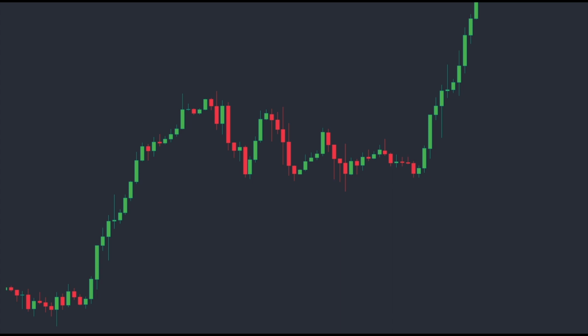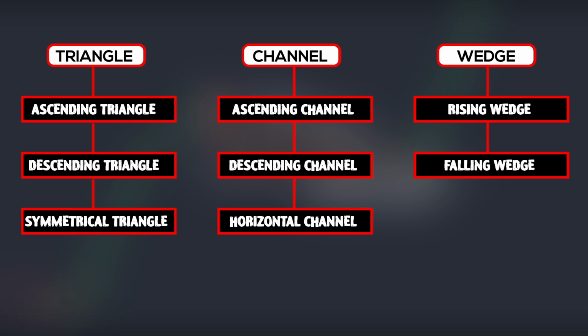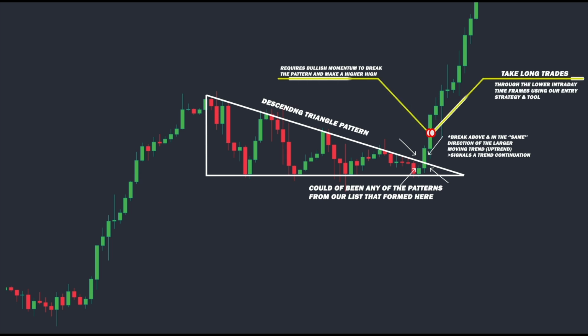This is the Bitcoin chart on Binance. You have your uptrend before a descending triangle pattern forms. Again, to be clear, this could have been any of the patterns from this list, but in this case we have the descending triangle pattern that formed. Now, if price breaks above like this, it would signal a trend continuation as price broke in the same direction as the larger moving uptrend, as it takes a bullish momentum to break the pattern and make a higher high. So you would then take long trades through the lower intraday time frame because now the trend continuation is confirmed.